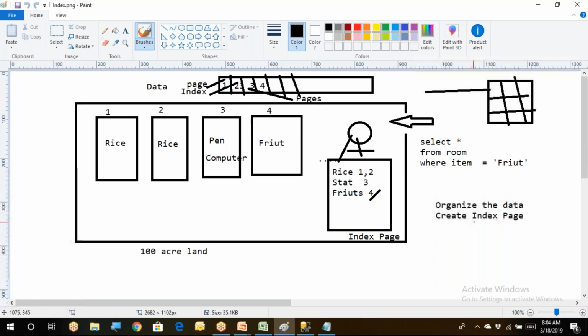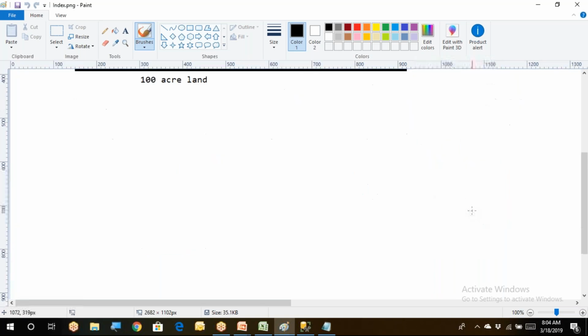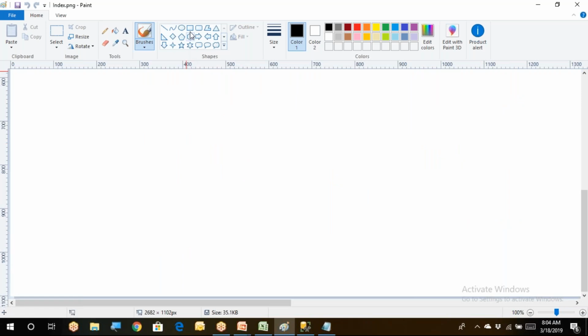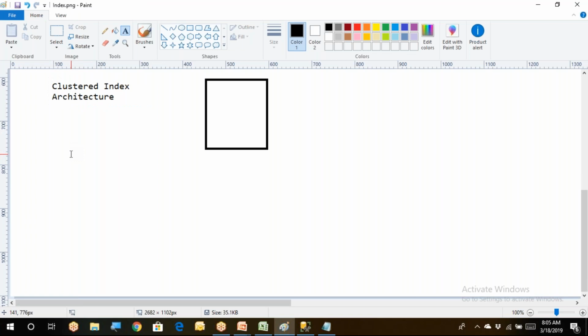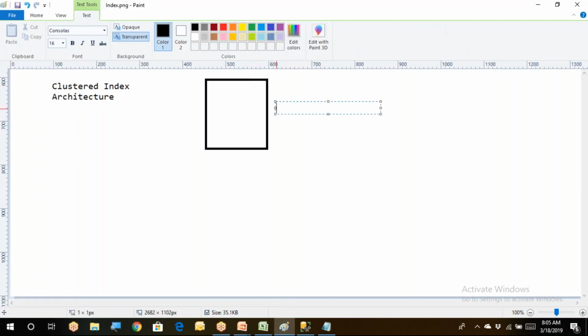So first organizing the data, then creating an index page. Now, how would the index page be created? You will have one root node. I'm talking about the clustered index architecture. When you create a primary key, it happens automatically. So this is how the clustered index is going to internally create an architecture. B-tree architecture, people will say clustered index architecture. So you have a root node, or root page.